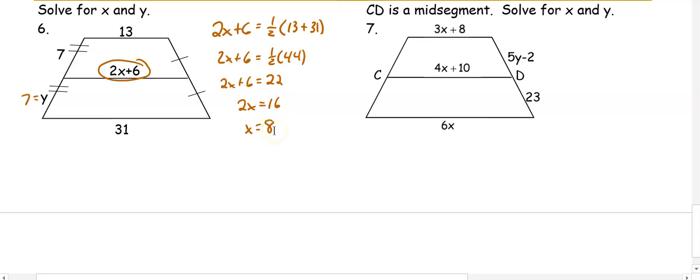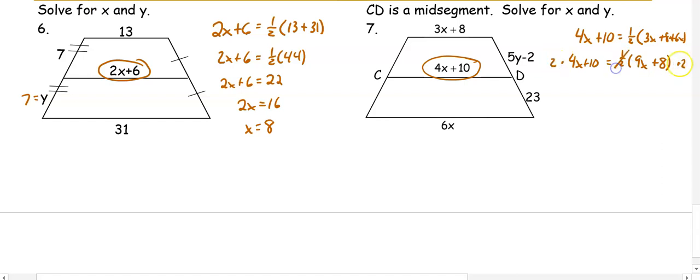In number 7, CD is a mid-segment. Solve for x and y. So again, our mid-segment is 4x plus 10. That's going to equal half of our bases together, 3x plus 8 plus 6x. So we get 4x plus 10 is equal to 1/2 times 9x plus 8. Now, I don't want to distribute the half because then I have to deal with a fraction. So instead, I'm going to multiply both sides by 2, so that cancels out the half, and it doubles the other side.